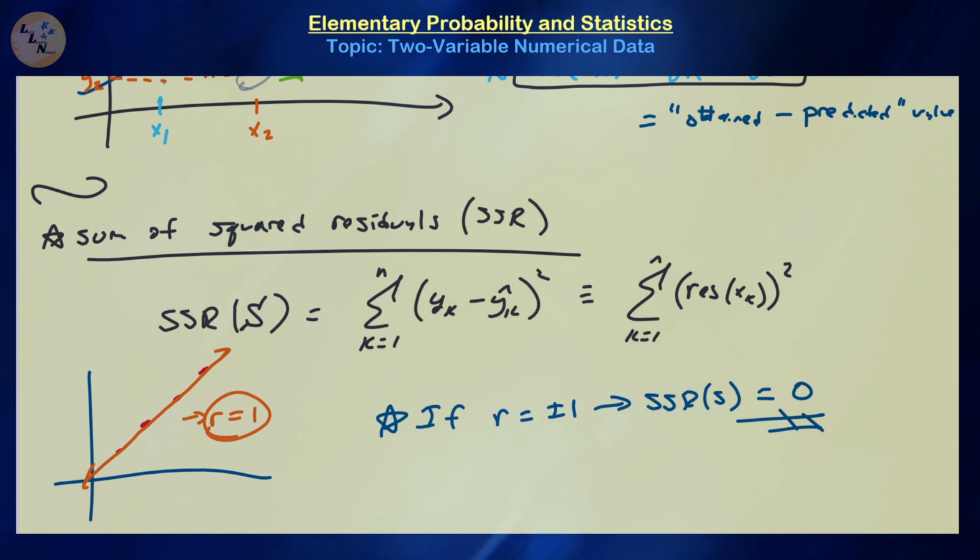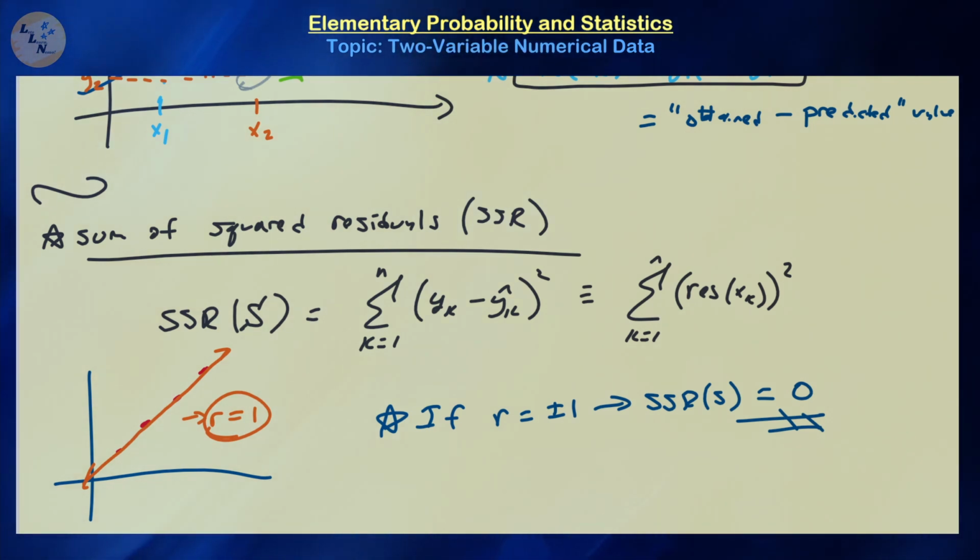So if the sum of squared residuals is close to 0, that means the strength of the linear correlation is really high, right? So that's an important thing that you should keep in mind, and that's one of the reasons why the sum of squared residuals is a common metric for measuring the strength of the linear correlation.